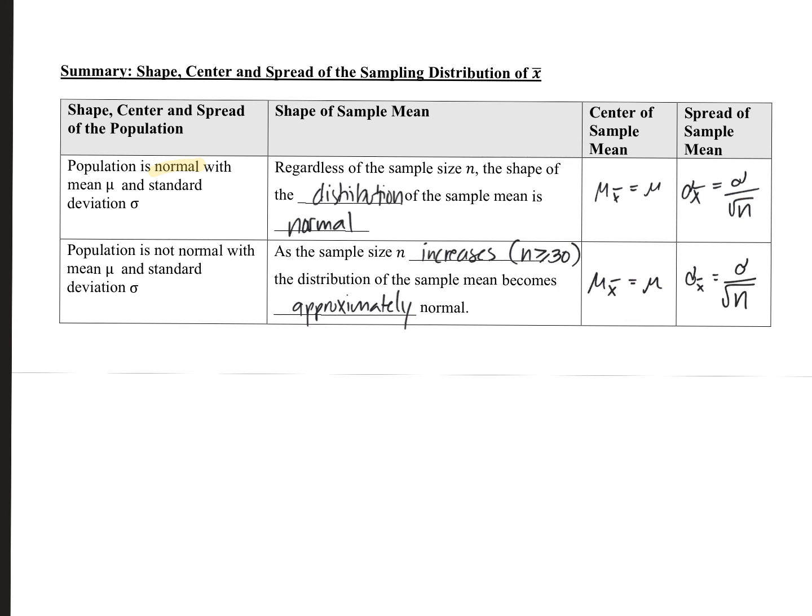Alrighty, so as usual, one of the main things here for when we have a non-normal curve is that you need to check that your sample size is greater than 30 before you can use the formulas on the right.